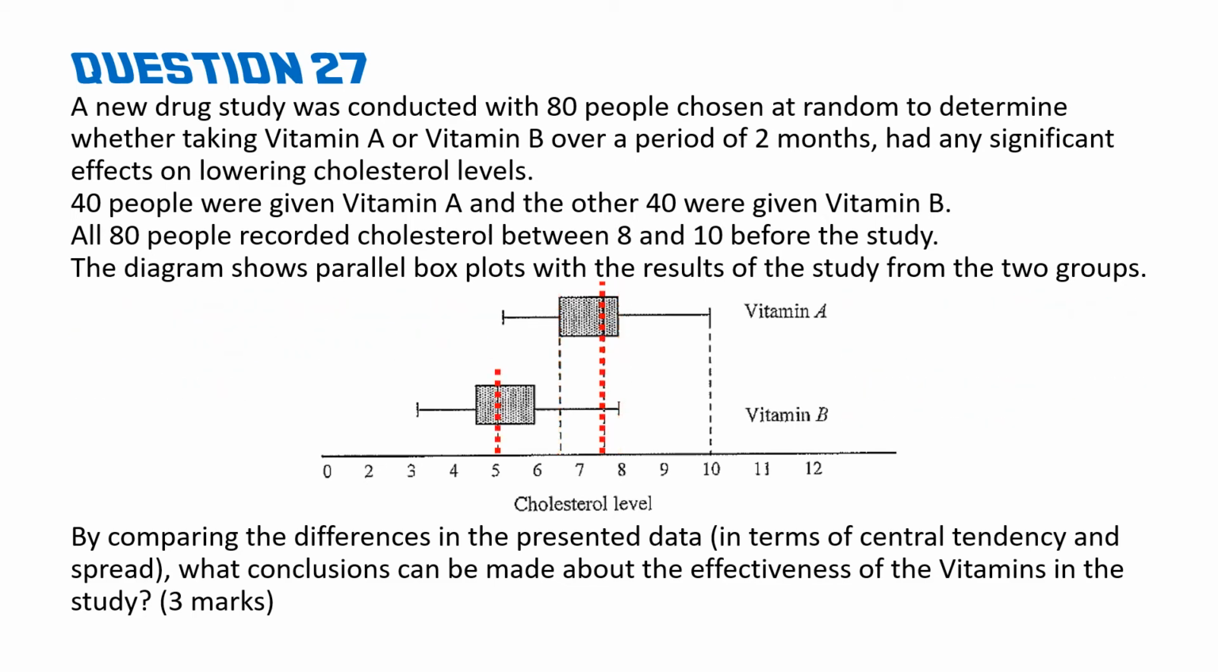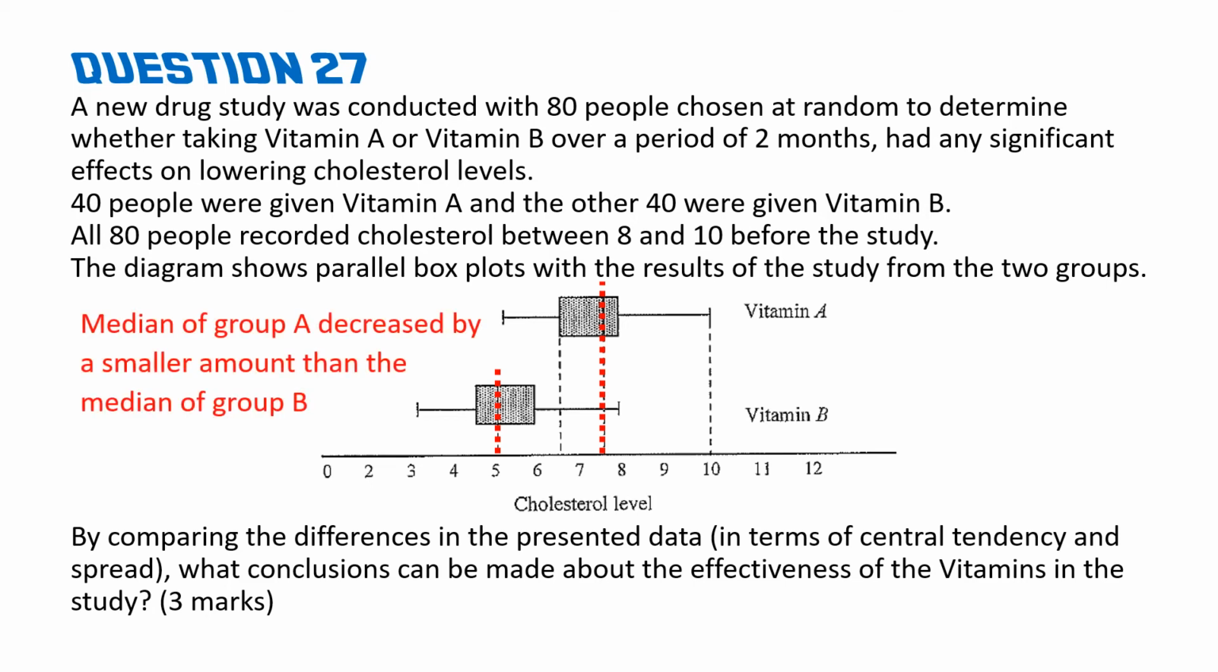Now let's put in these lines here. What these are showing us are the medians of each group. So vitamin A, the median, the middle score, is roughly 7.5, and with vitamin B, it looks like the median score is around 5. So we can say that the median of Group A decreased by a smaller amount than the Group B median. Now, remember it said that everyone was between 8 and 10, so we could assume for both groups they had roughly a median of around 9.